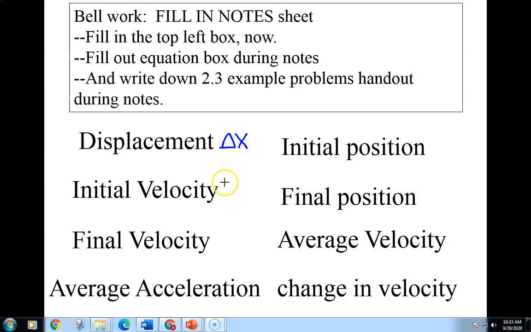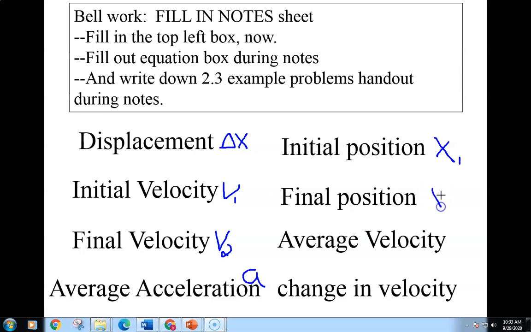The symbol for initial velocity, remember, is v1. The symbol for final velocity is v2. The symbol for average acceleration is a, or a with a line over it. We're only going to deal with one a, whereas we've got multiple v's. So a or a with a line over it doesn't really matter because there only will be one a in this class. Initial position is x1, which we won't be dealing with much today.